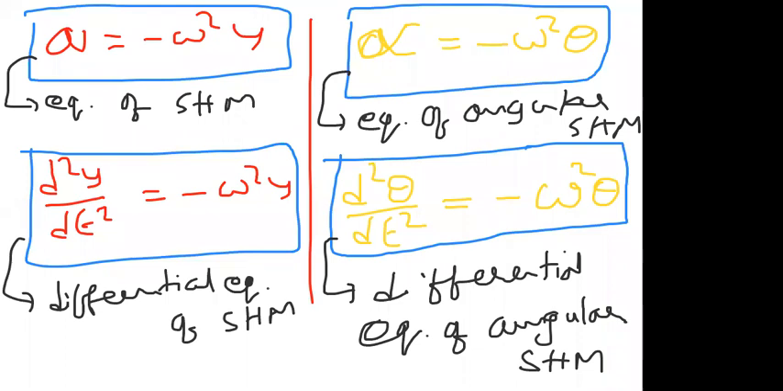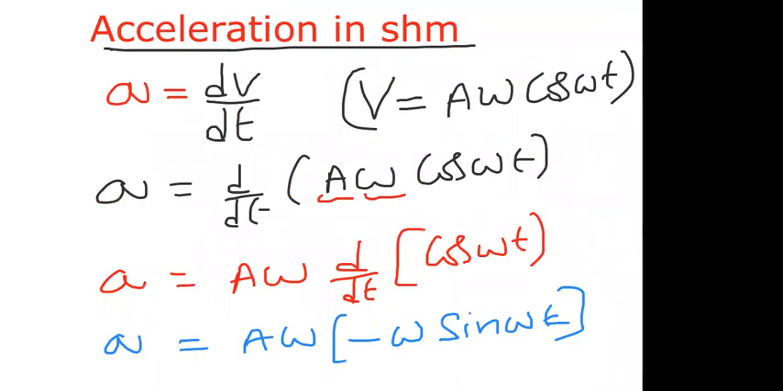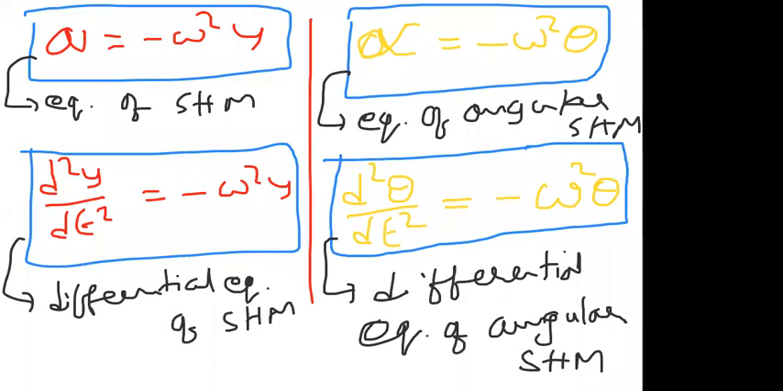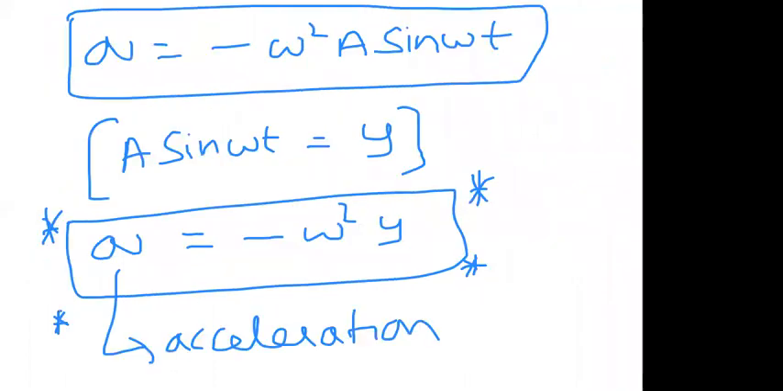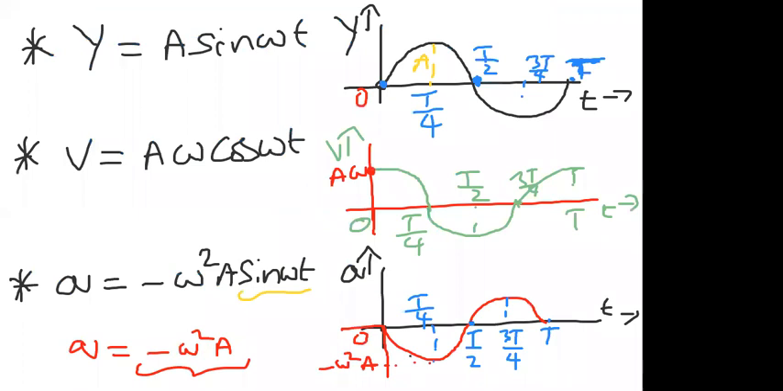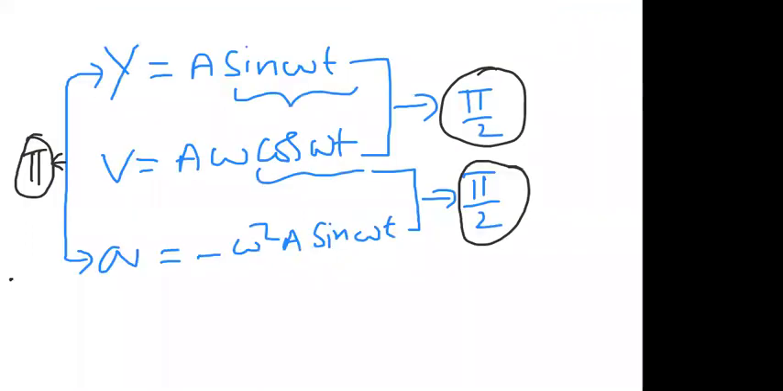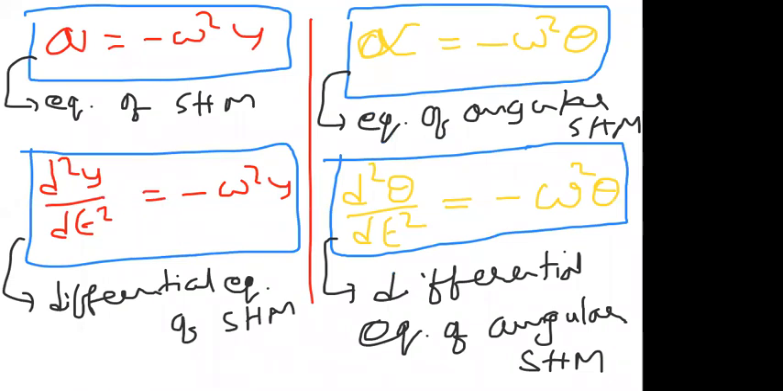In today's class, first we discussed the derivation of acceleration. We got the acceleration value: minus omega square y, or minus omega square a sin omega t. After that, we discussed displacement, velocity and acceleration time graphs. After that, we discussed the velocity and displacement phase differences, and how displacement, velocity and acceleration differ in phase with the angles. Then finally we discussed the differential equation of SHM, equation of angular SHM, and differential equation of angular SHM. These are the topics we discussed in today's class. I hope you are clear with these topics.